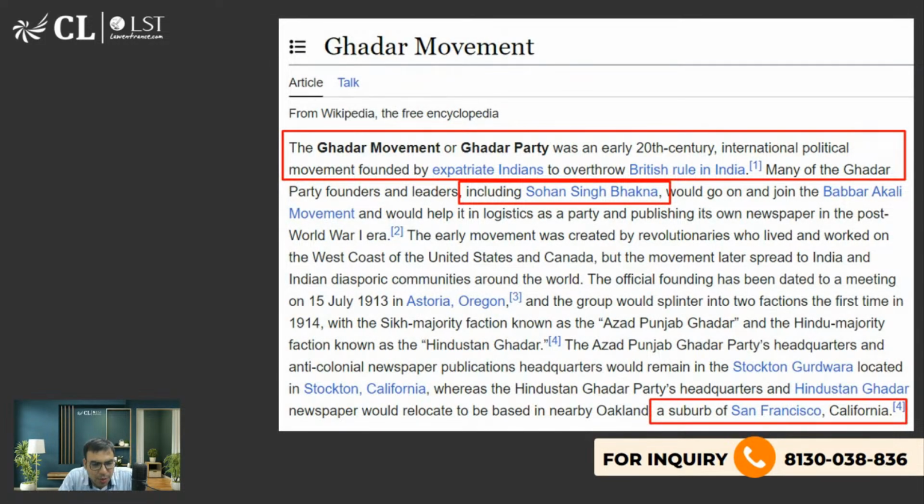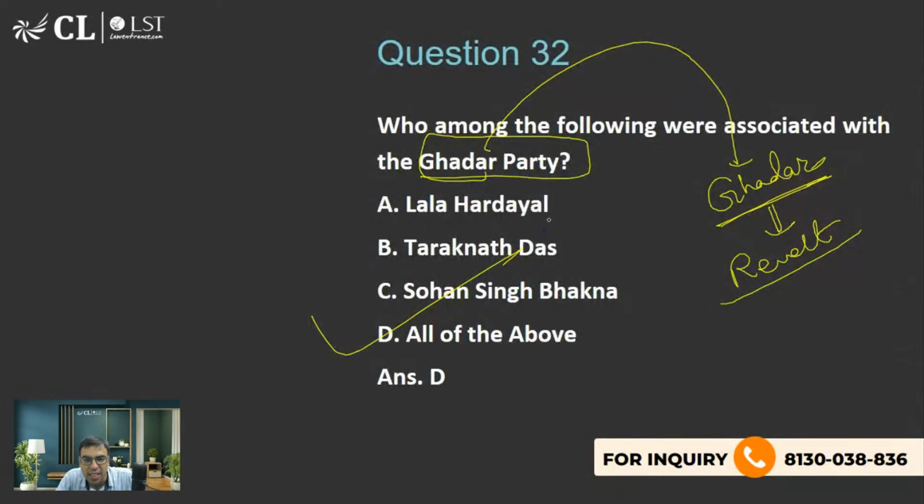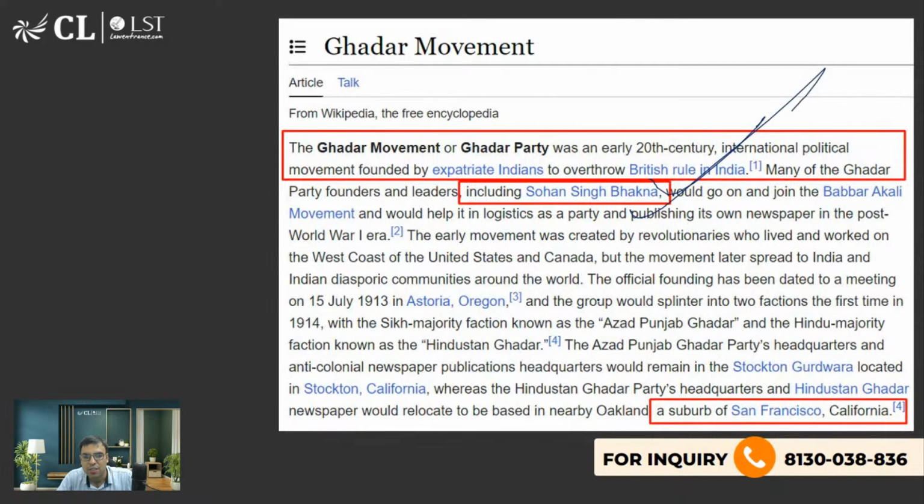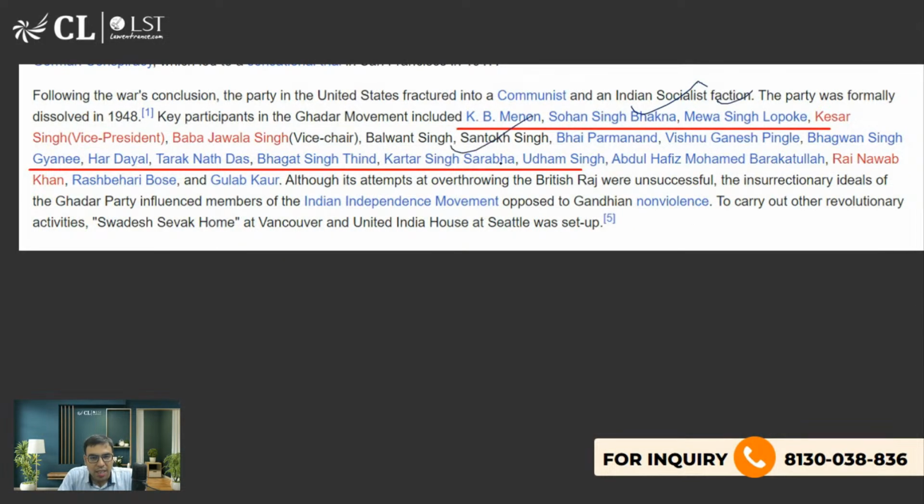It was around 1913, I think. Sohan Singh Bakhana was the main one, but they had established it in San Francisco, America. It was actually an anti-British party to overthrow British rule. Indians were staying in America also. It was founded by Indian expatriates living in America. One of the founding leaders was Sohan Singh Bakhana, but Taraknath Das and Lala Hardayal were also part of this. You can see Sohan Singh Bakhana, Kartar Singh Sarabha, Taraknath Das, Hardayal, and many people.